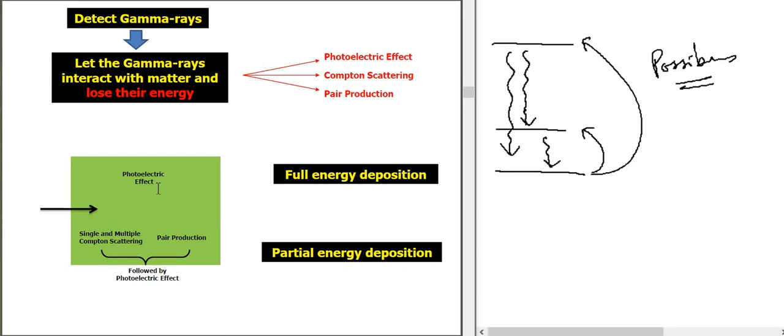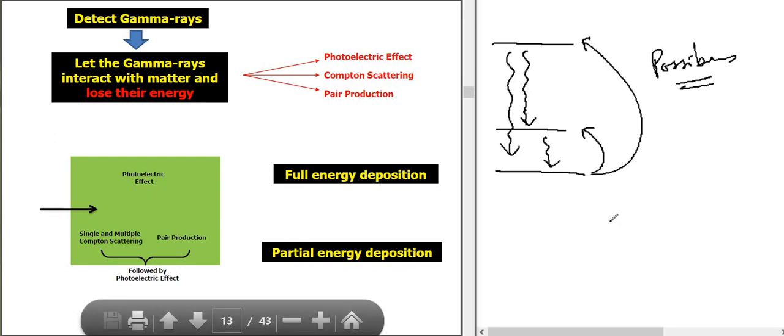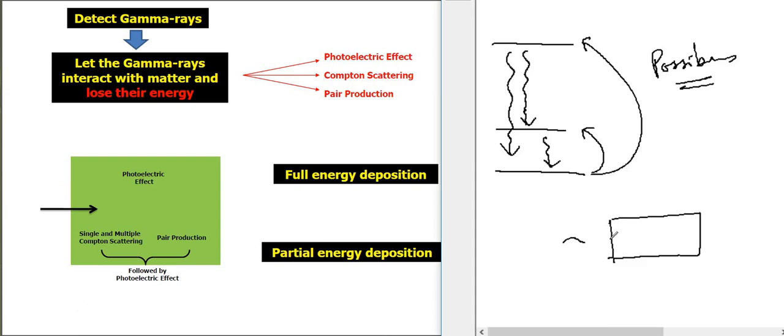not just interact, it must lose energy in the detector. Remember the first plot I was saying? The gamma ray must lose energy in the detector. So it's the detector, the gamma ray comes, and if it just goes away, hello, no interaction, that won't do. Wrong. We don't want that. We want the gamma ray to interact. That means it must lose some of its energy over here.